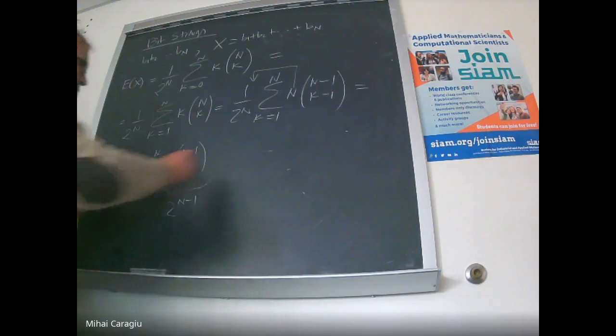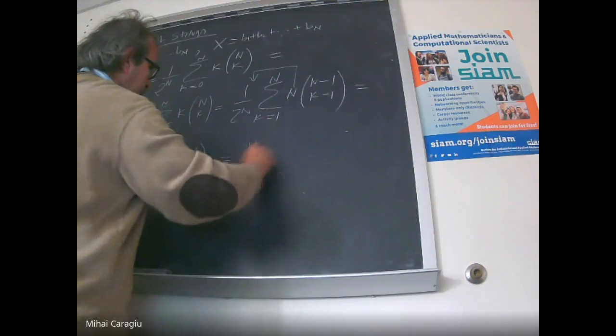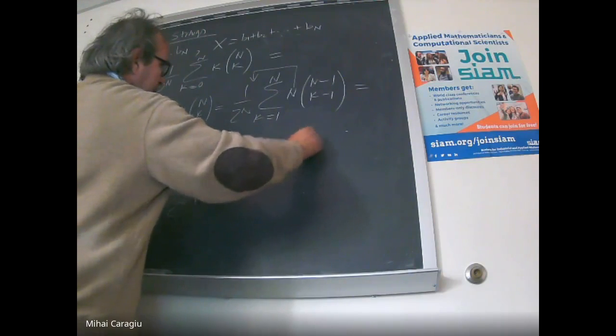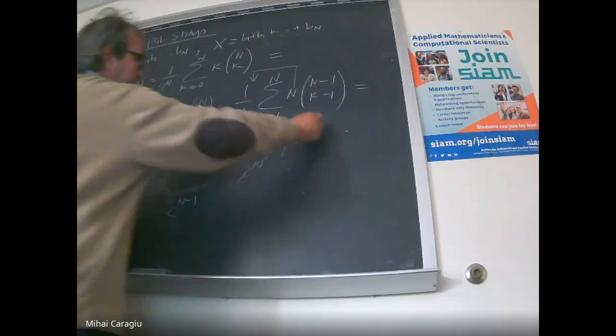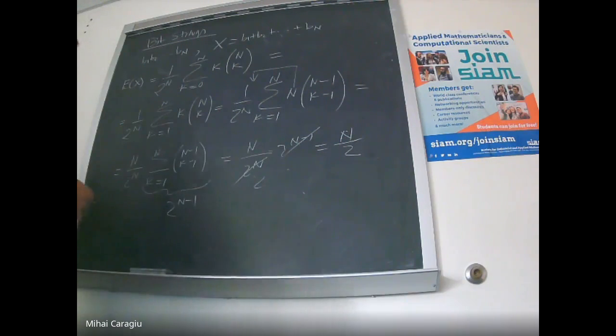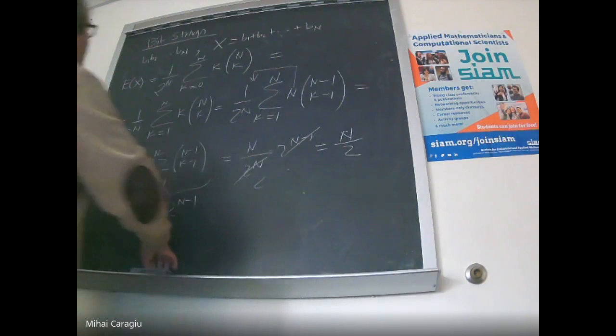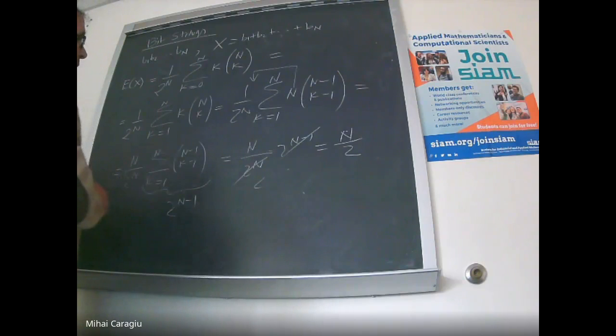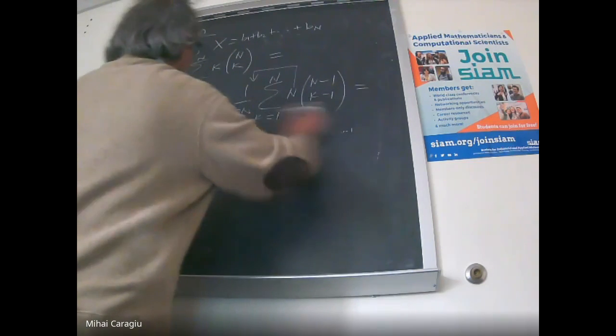So we got to this point where this is n over 2 to the power n and 2 to the power n minus 1. And simplify, this equals n over 2. So in a randomly selected bit string of length n, the expected value of the random variable, the sum of the bits, is n over 2. So in other words, we expect n over 2 ones. Okay, so let's write down the result. Expected value of x is n over 2.